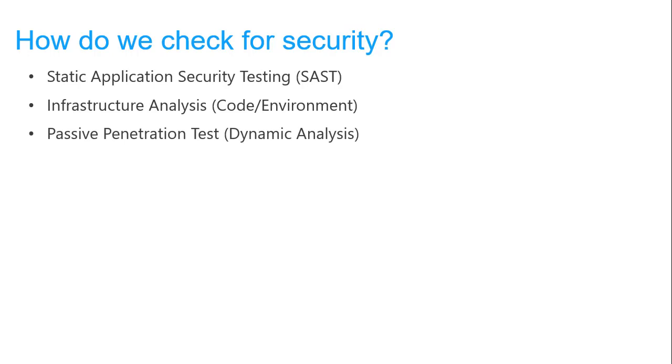The third is passive penetration testing, which is dynamic analysis. In dynamic analysis, it is not just scanning the code. We need to run the application and start testing it dynamically. In the passive penetration test, it scans the target site, but it doesn't try to manipulate the requests to expose more or additional vulnerabilities.